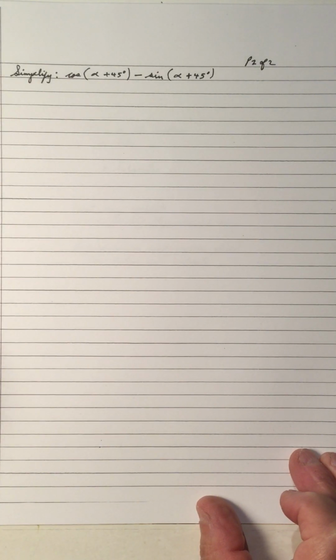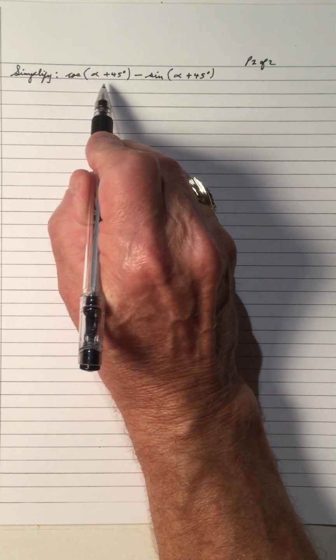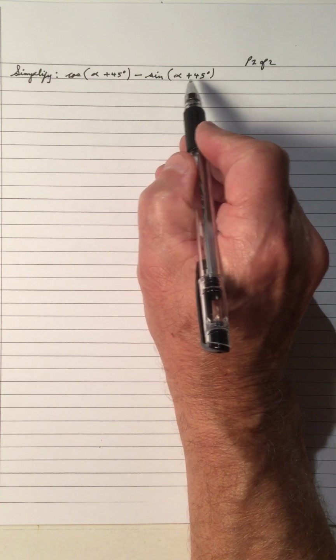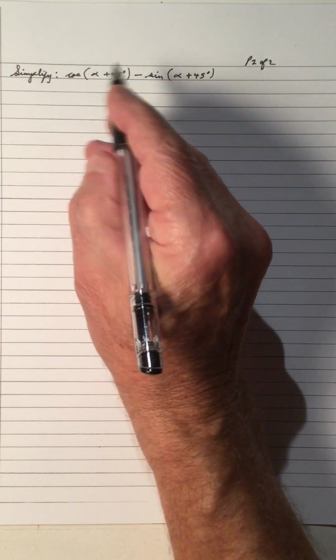In this video I'm going to simplify this expression: cos of alpha plus 45 degrees, subtract sine of alpha plus 45. This uses the addition formulas for cos and sine.